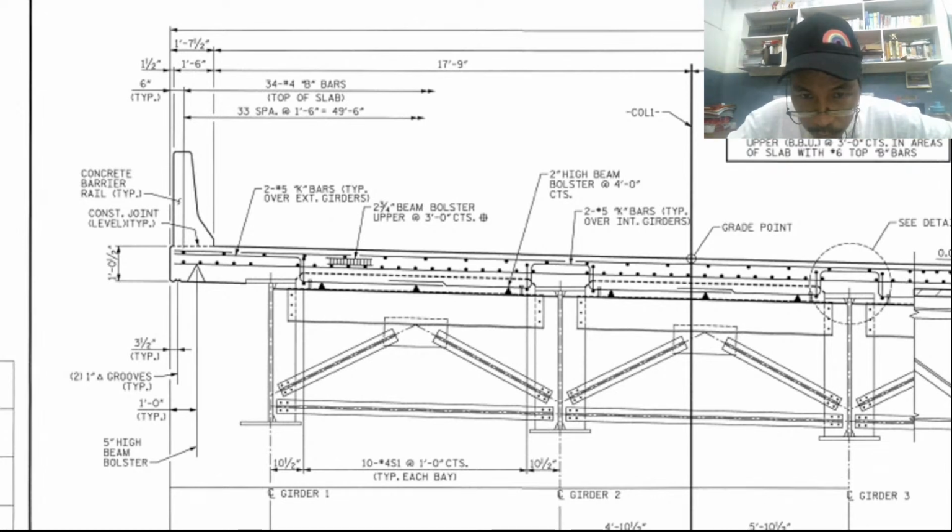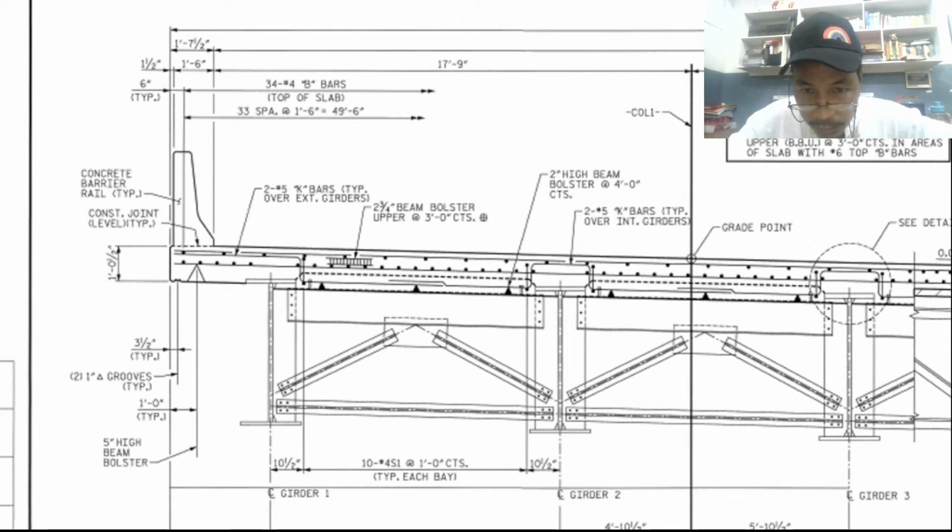Now next we have 2 3/4 beam bolster upper at 3 feet 0 inches CTS. So we have details on other parts of the engineering plan. We will look it up on that specific plan. So that is the beam bolster. We'll look it up on the right page of the engineering plan later.